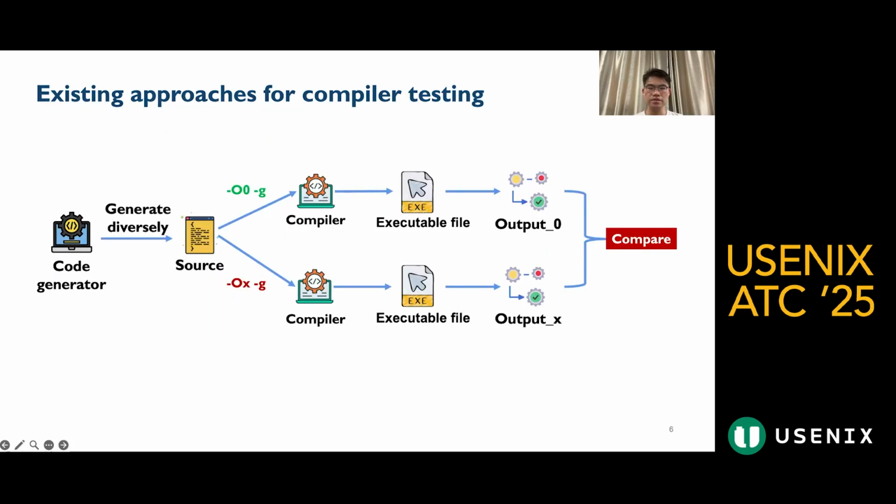Traditionally, compiler testing works like this. Diverse test programs are generated using various techniques such as Csmith, YARPGen, and EMI. Then you take a program, compile it using different optimization levels, and compare the outputs. If the results differ, you might have found a compiler bug.